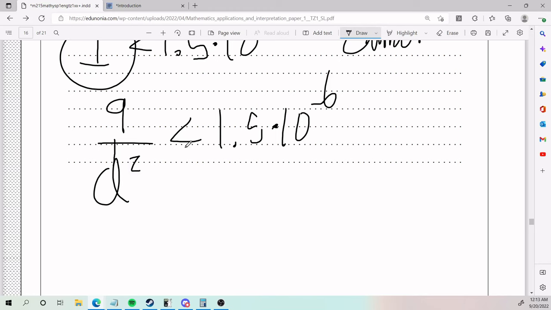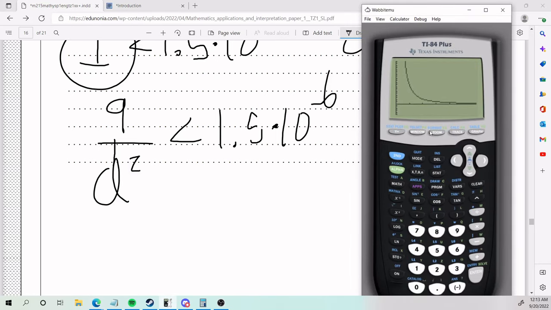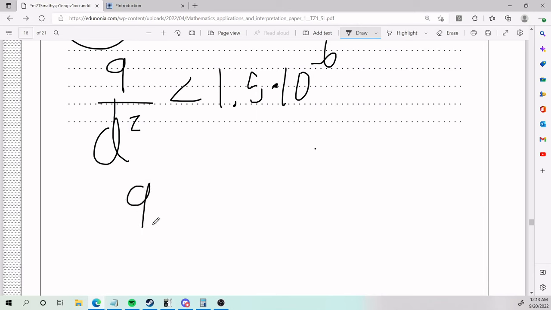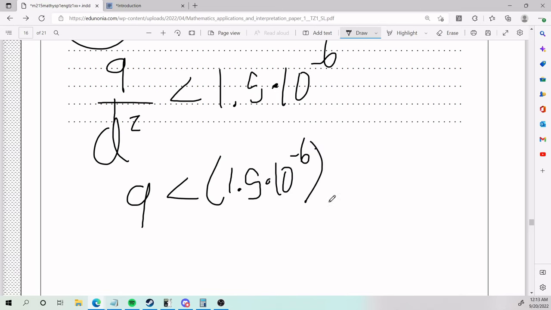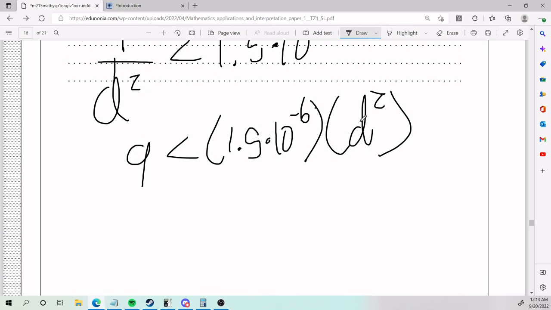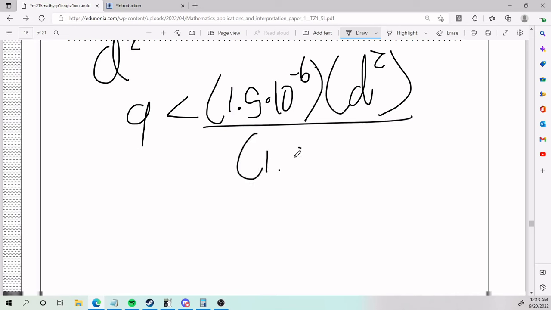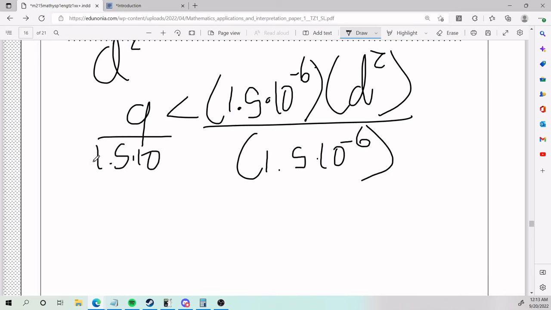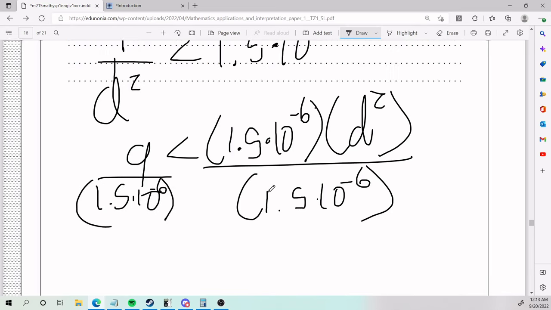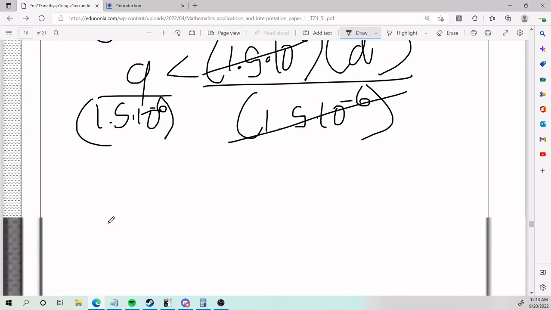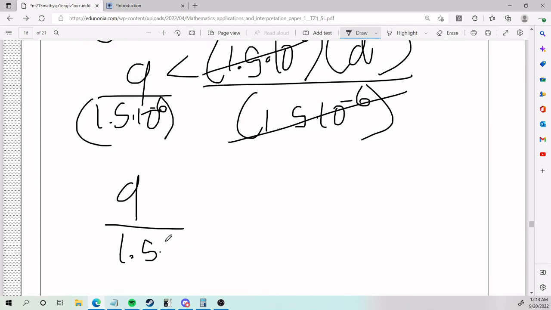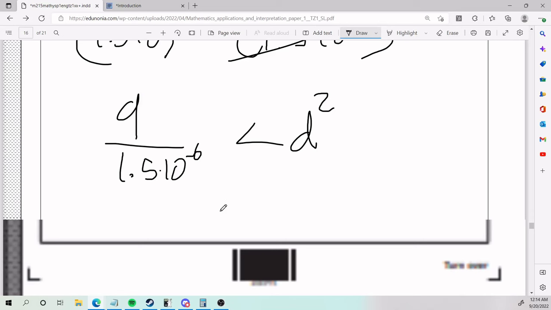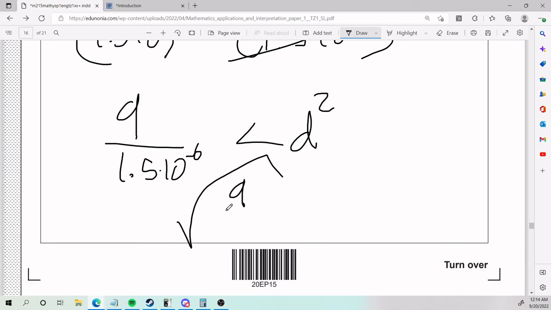So, let's go ahead and multiply D squared to both sides, so I end up with 9 is less than 1.5 times 10 to the power of negative 6 times D squared, cierto? Now I gotta get D squared alone, divide by both sides, like this, see? This helps me get rid of that and that. So 9 divided by 1.5 times 10 to the power of negative 6 is less than D squared. I still need to get D alone, so I'm actually gonna do square root to both sides.